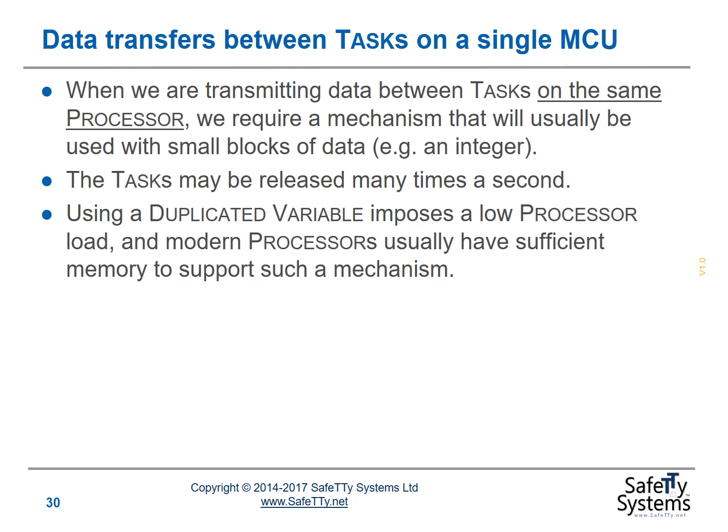Suppose we're transmitting data between tasks on the same processor. We require a mechanism that will usually be used with small blocks of data, for example an integer. The tasks may be released many times a second. Using duplicated variables imposes a low processor load, and modern processors will usually have sufficient memory to support this kind of checking mechanism.